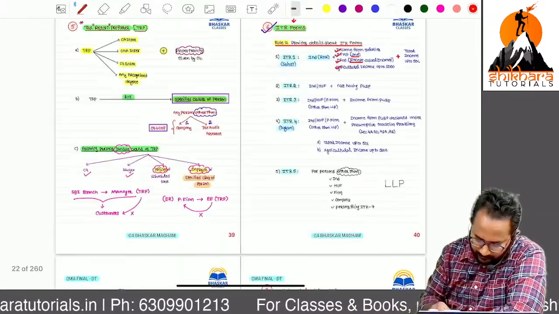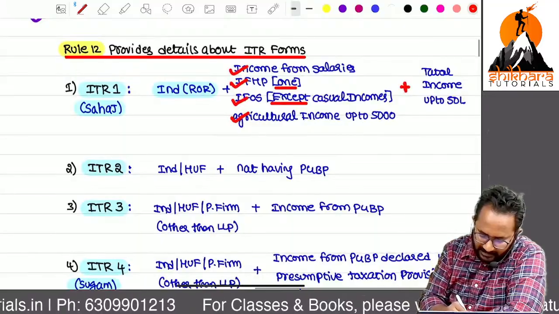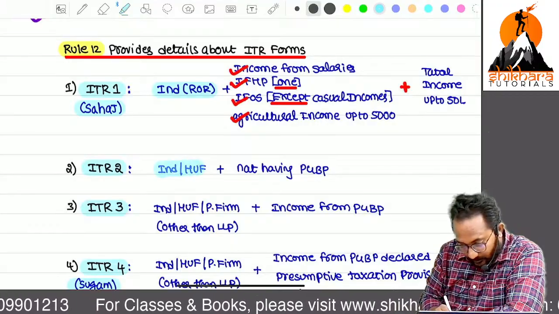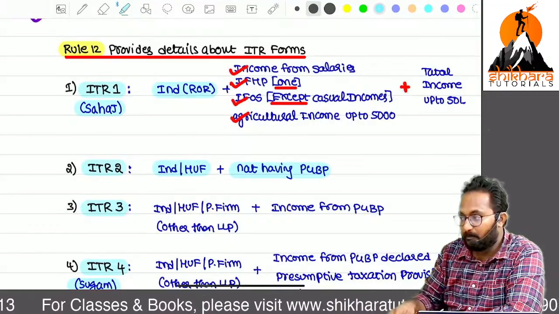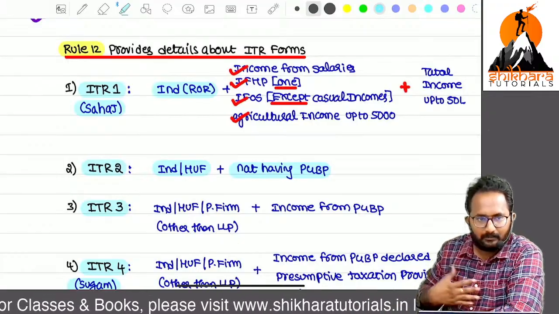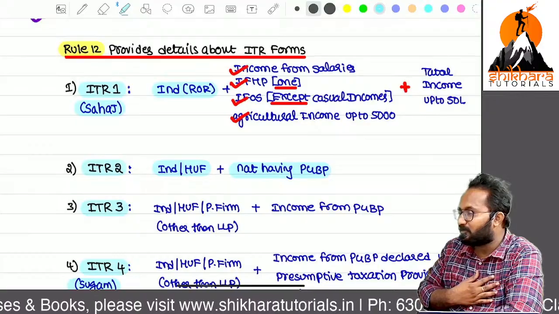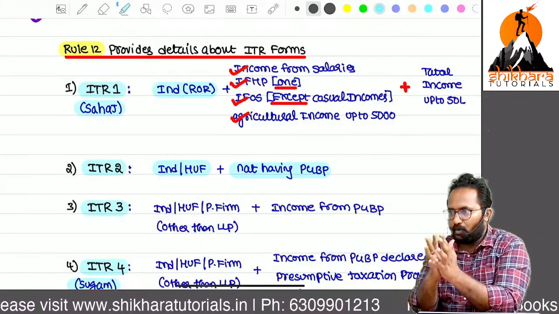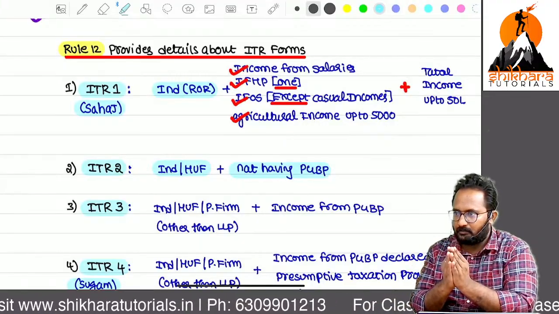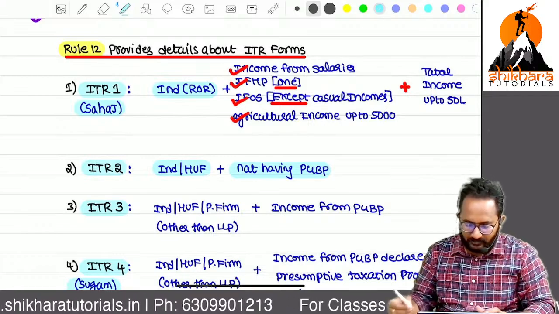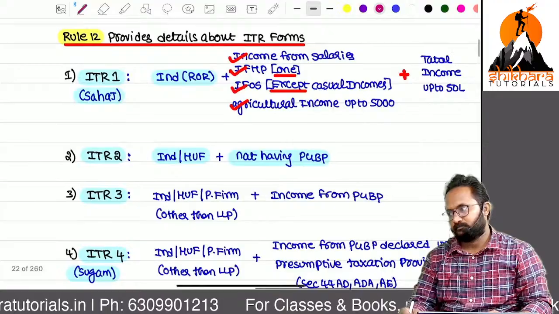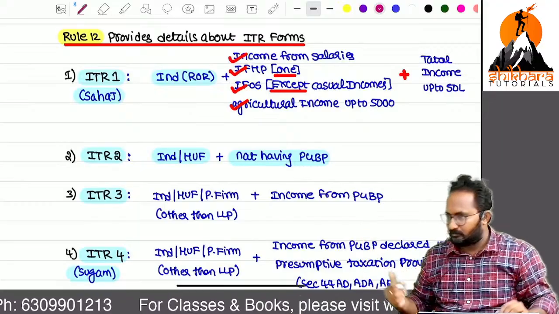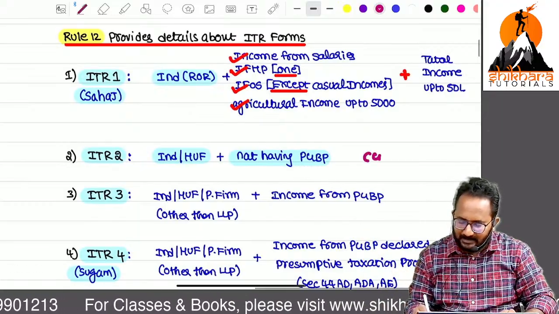Second, sir, ITR 2 is applicable for whom? Individual, HUF, not having which income? PGBP. Example, I am a salaried employee. I have a capital gain income. I need to go with which return? I am a salaried employee and capital gain income also there. Only 2 heads. One is salary, one is capital gain. But I don't have any PGBP income. That's why I need to go with what? ITR 2. So 2 house properties are there, but business income is not there. ITR 2.